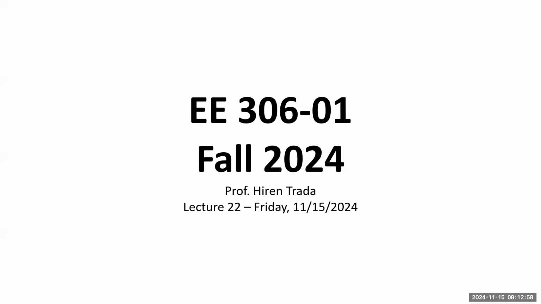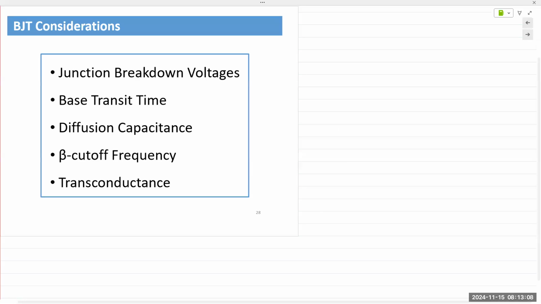So today we'll look at some transistor parameters and then examples on how to determine the operating region of a BJT. All right, so first up is junction breakdown voltages.